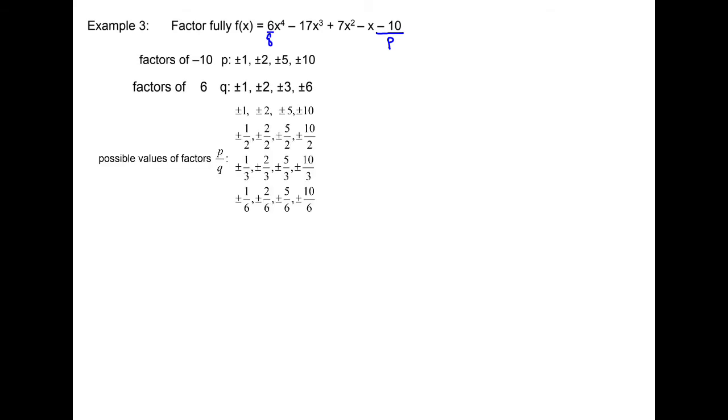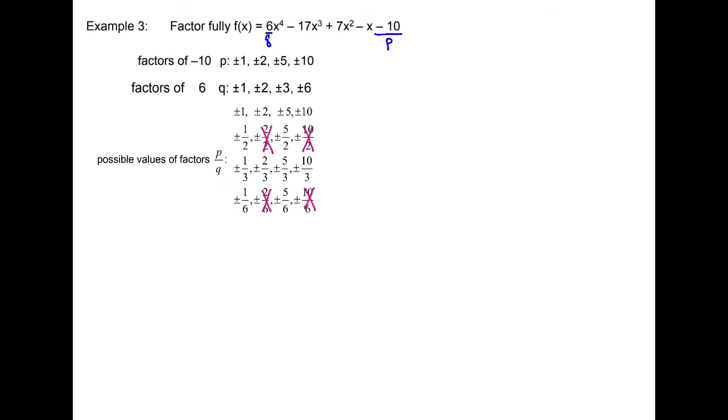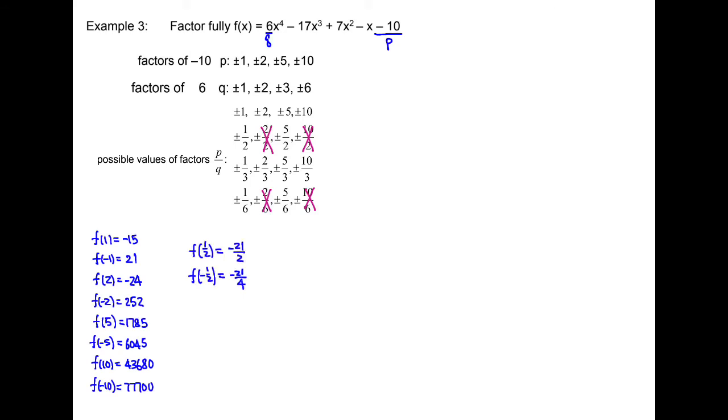Example 3. As you can see from the given function, f(x) has a degree of 4, which means sometimes we might need to use the factor theorem more than once in order to factor a polynomial. So let's try to factor it. First, we define our p and q, and then we find the factors of p and factors of q, and we find all the possible values of p over q and remove all the ones that are repeating. Then we substitute all those values into the function f(x) to see which one can result in a 0.